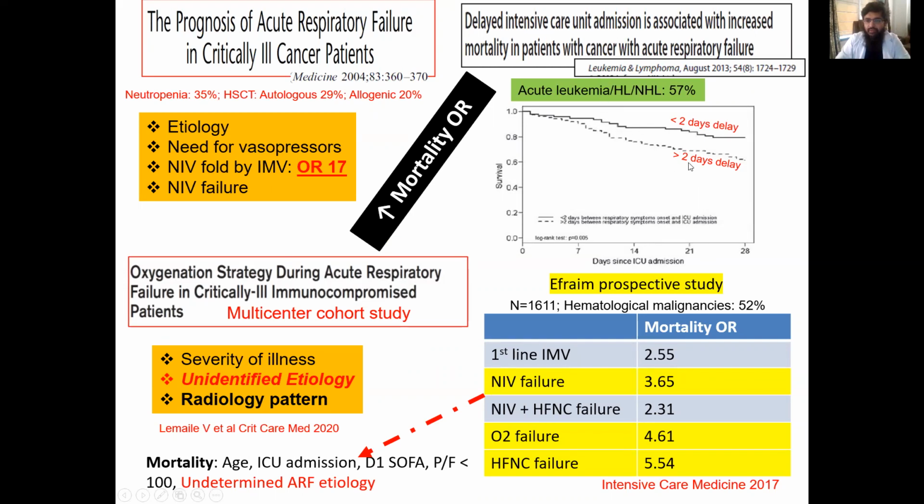This is a study showing delayed ICU admission and mortality. The mortality was higher in patients with delayed ICU admission. A recent large prospective study that came up in 2017 found that NIV failure, oxygen failure, and HFNC failure had high mortality, as found in other studies also, besides an undetermined ARF etiology being an additional predictor of mortality.